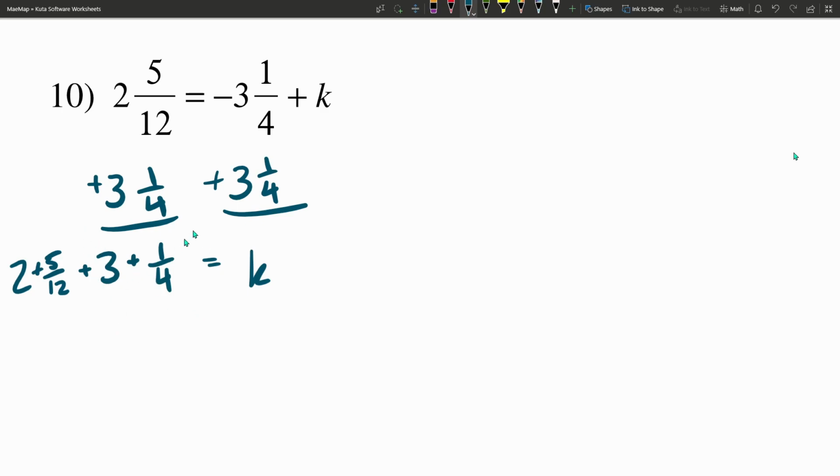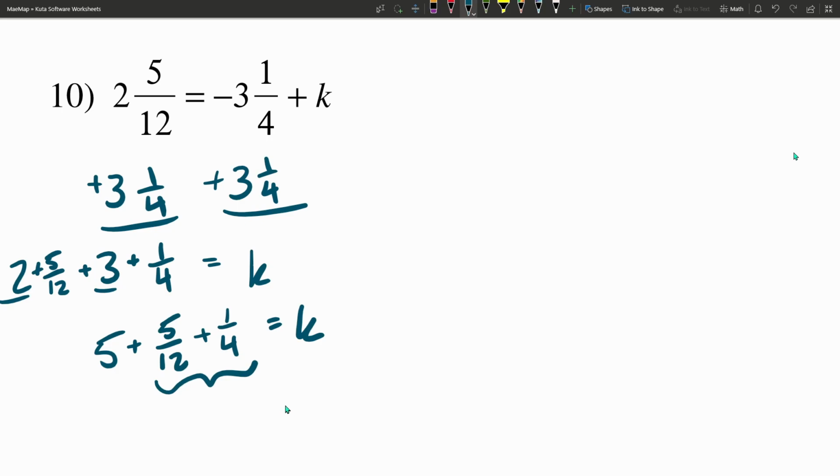And we also don't need to leave those parentheses in like we needed to when we subtracted a mixed number, because everything's just added. So starting with 2 plus 3, that's going to be a 5. And then we need to add 5/12 still, because I haven't taken care of that. And we still need to add 1/4. But that's all equal to k. Next thing we've got to do is figure out a way to add these two fractions together. And in order to do that, we have to find a common denominator.